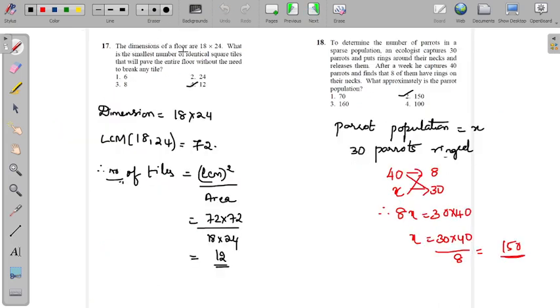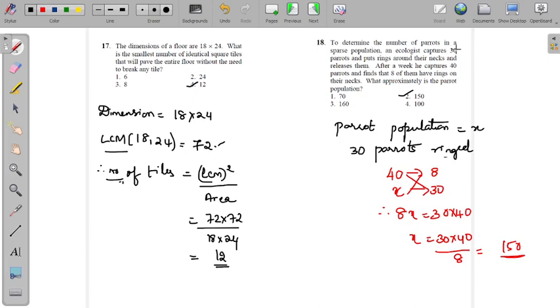Next question. The dimensions of a floor are 18 by 24. What is the smallest number of identical square tiles that will pave the entire floor without the need to break any tile? Dimension 18 into 24. What we should do is find out the LCM of 18 and 24, that is 72. So the number of tiles, this is the procedure: LCM square divided by total area. So LCM is 72, so 72 into 72 divided by 18 into 24. After simplification, it gives you 12. So the answer is 12. So first find out the LCM of these two values. The number of tiles, always the formula is LCM square divided by total area.